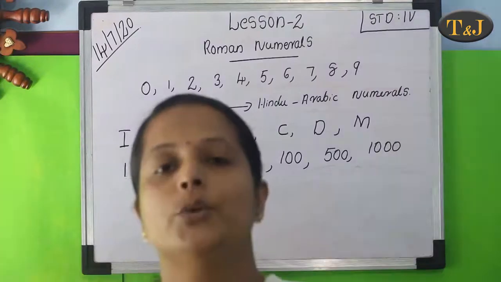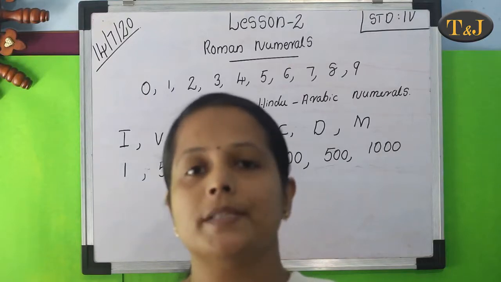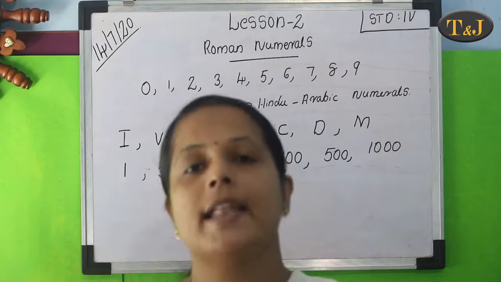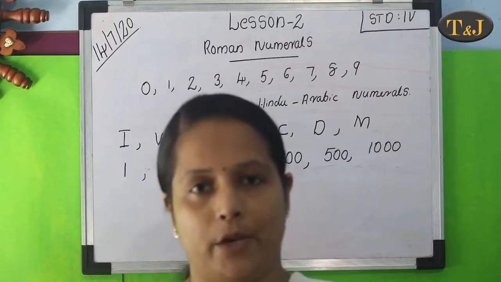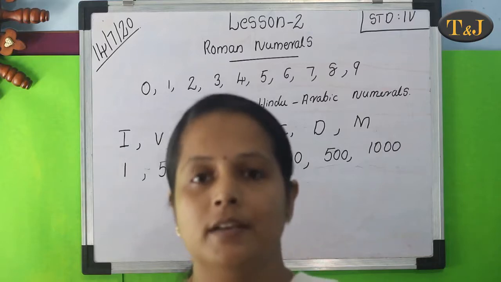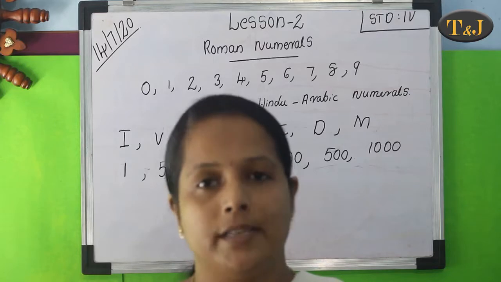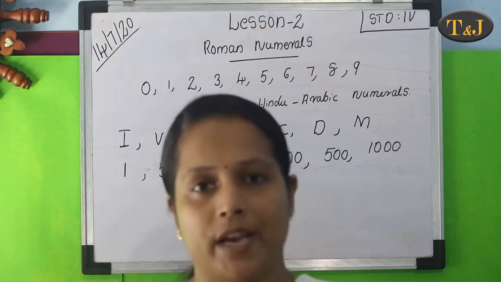Two important things: there is no representation for the symbol 0 in Roman numerals, and when we write Roman numerals, there is no place value. These Roman numbers are used in our question paper and sometimes on the class board. Now we are studying in the 4th standard.